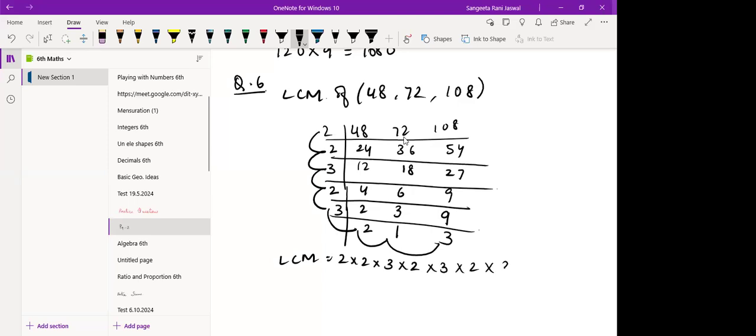I'm not writing 1, okay? Because 1 multiplied with any number will be the same number. So there are four 2s here: 2 2s are 4, 2 4s are 8, 2 8s are 16. 16 is here, then 3 into 3 is 9, 9 3s are 27. So what do you get by multiplying 16 into 27? How much are you getting for the LCM?